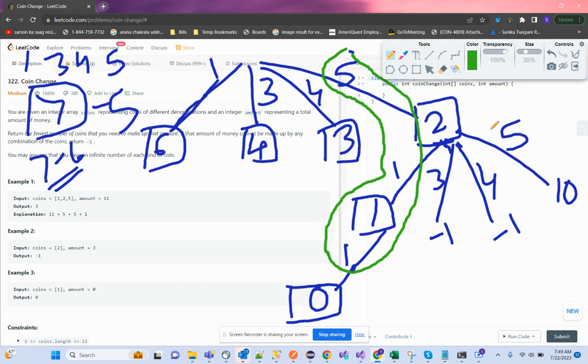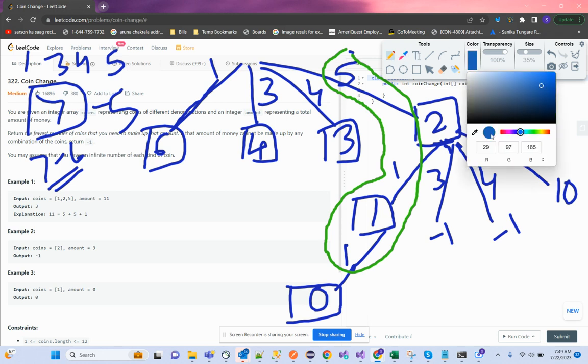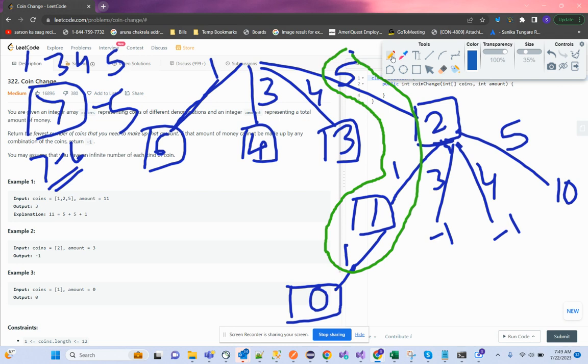Now the same thing, whatever I did in this decision tree, the same decision tree I'll make under 6, under 4, under 3. So let me show you what I'm trying to say over here. Now let's try to make a decision tree for 6. So here I'll take coins of 1, 3, 4 and 5.